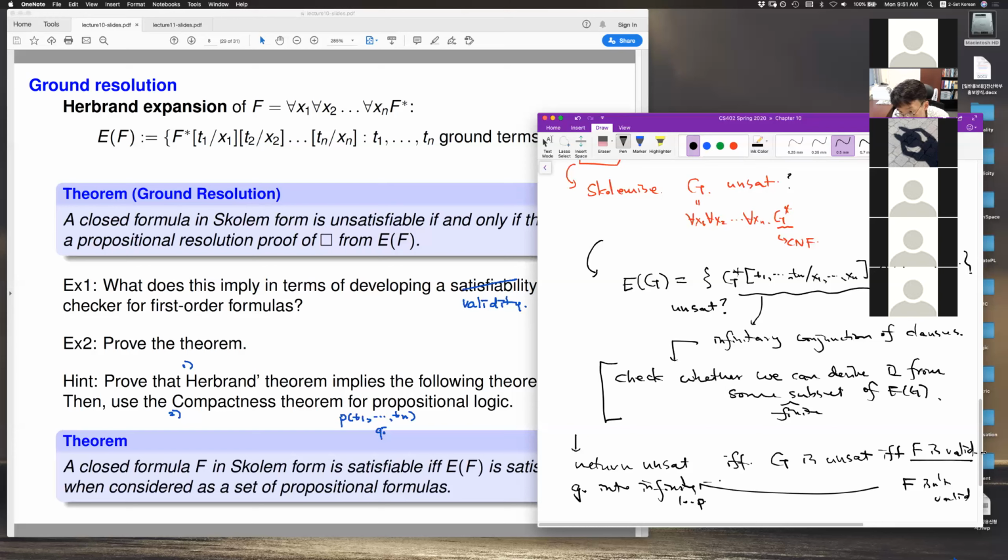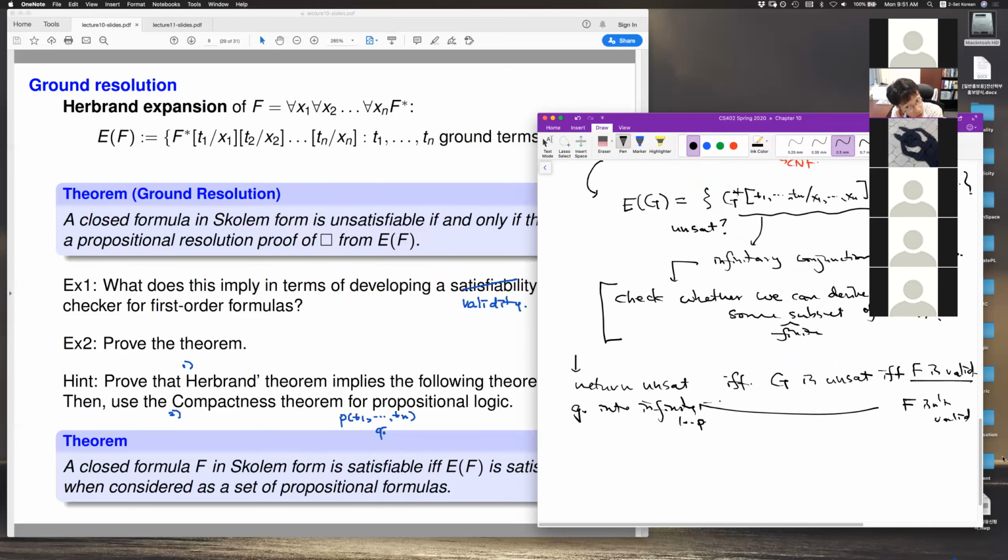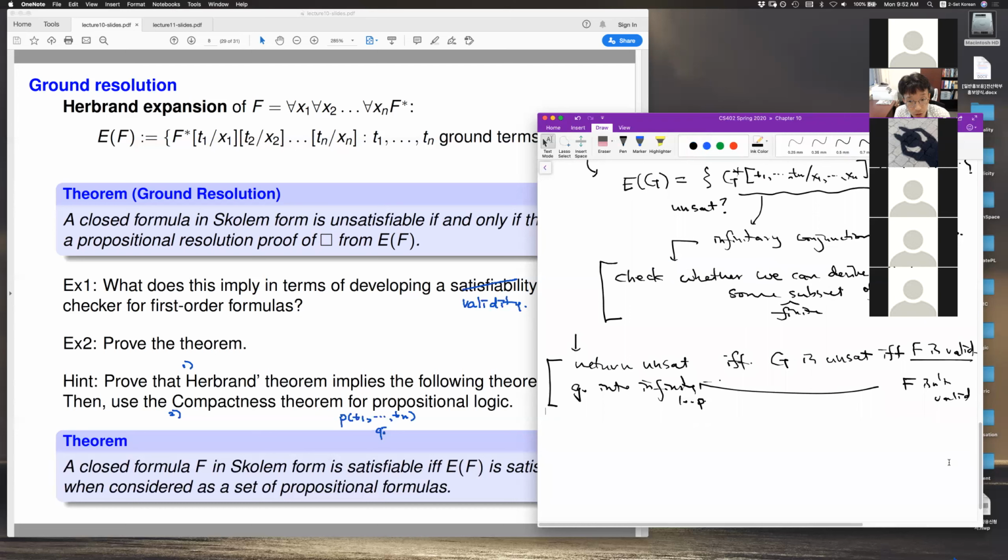Okay, so that's why what we have is a semi-algorithm, and in the next lecture we're going to show that we can't do better than this semi-algorithm, because checking validity for first-order logic is an undecidable problem. So this is as good as we can do in terms of computational complexity. But this itself is actually not impractical, because some first-order theorem provers use this type of idea.